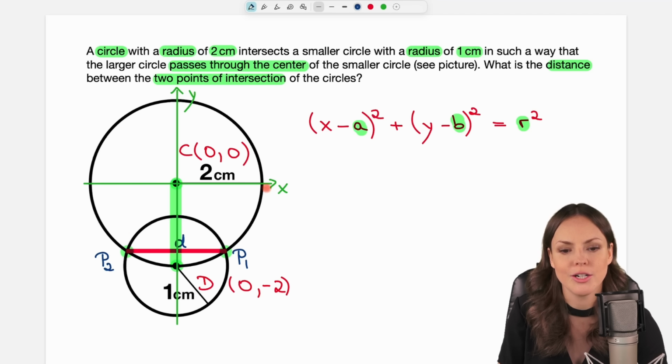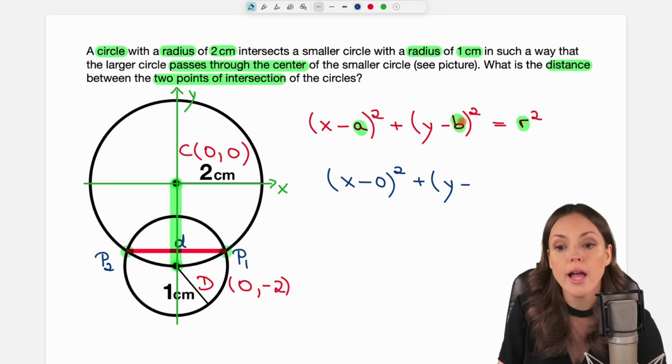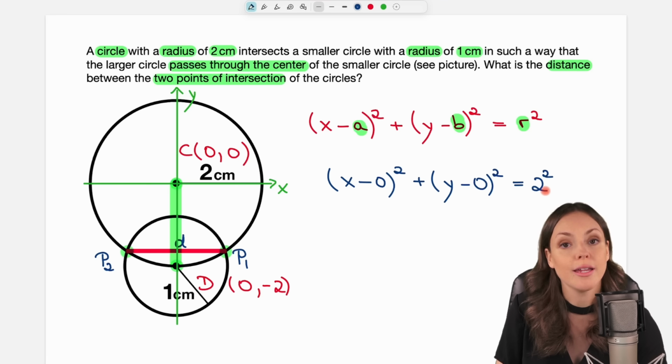Let's start with the large circle. We have x minus a, where a is my x-coordinate, so it's 0. I square this thing, then the second part, my y stays. I subtract the y-coordinate of my center, which is still 0. We square this thing, and then my radius is 2. Okay, I have 2, and then I also have to square this. This is my equation of this large circle.